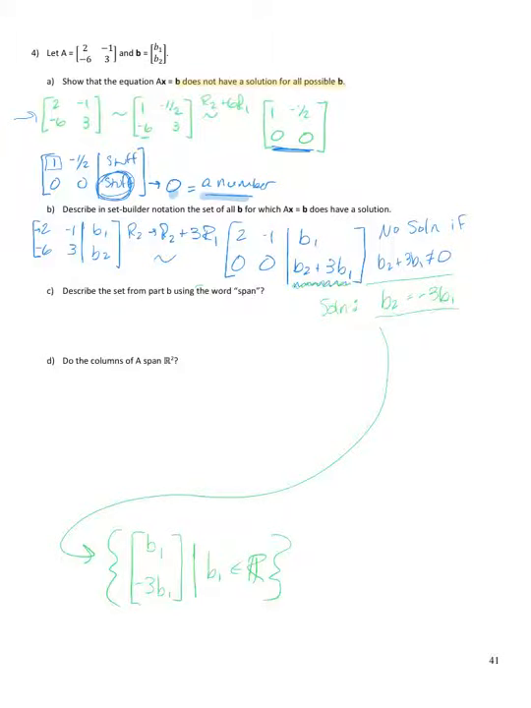Describe the set from part B using the word span. Using the word span, I would take the span, which means the set of all linear combinations, of 1, negative 3, because B1 is just being multiplied by both entries. Do the columns of A span R2? No, because there are vectors for which we have no solution.